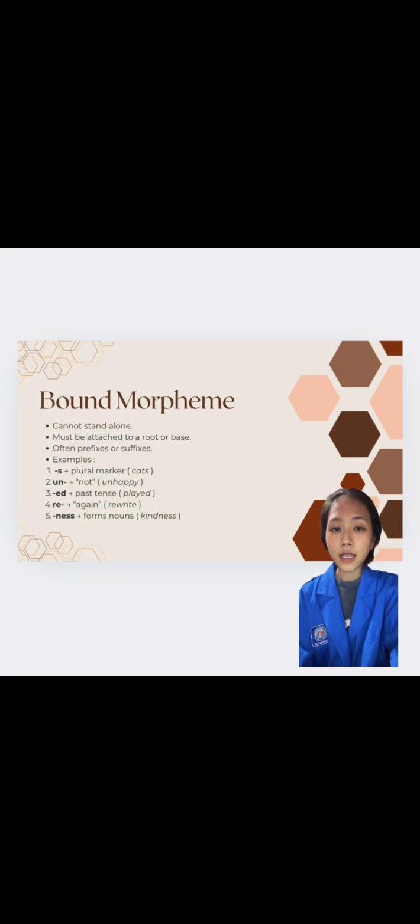For the next slide is bound morpheme. A bound morpheme, on the other hand, cannot stand alone, but it must be attached to another word to make sense. These are usually prefixes or suffixes. For instance, un becomes in, unhappy, as in becomes cats, or ed in becomes played. Each one adds meaning, but they can't exist alone.